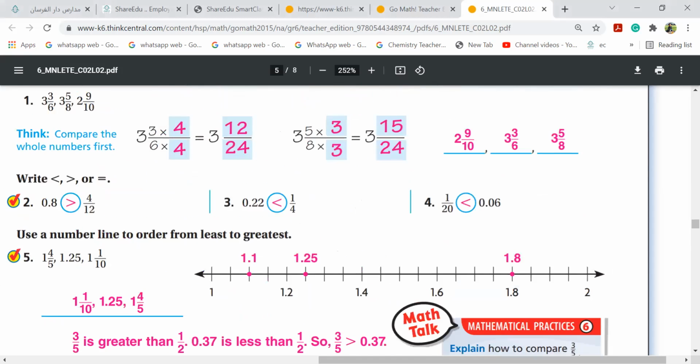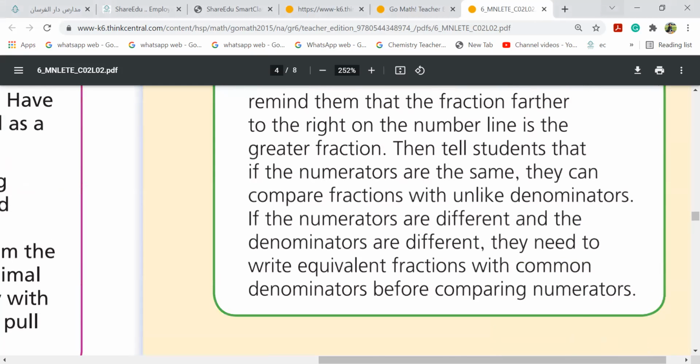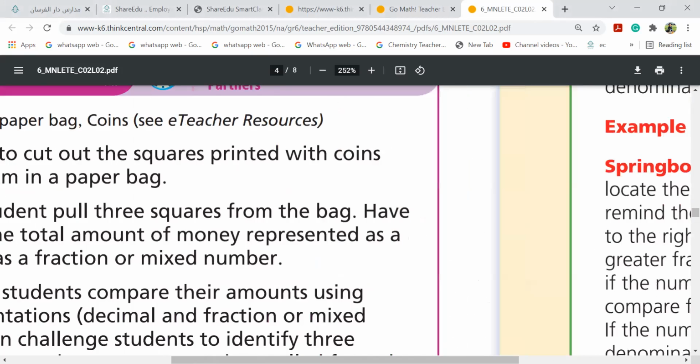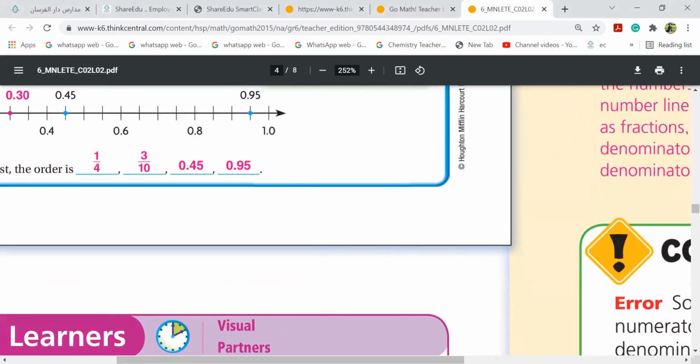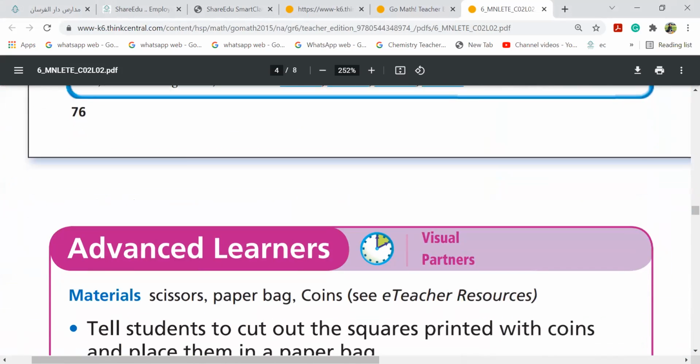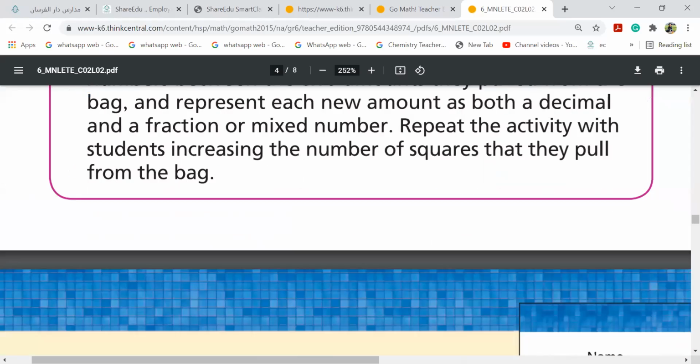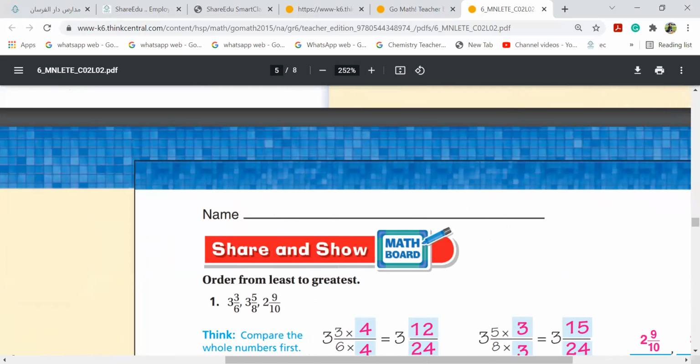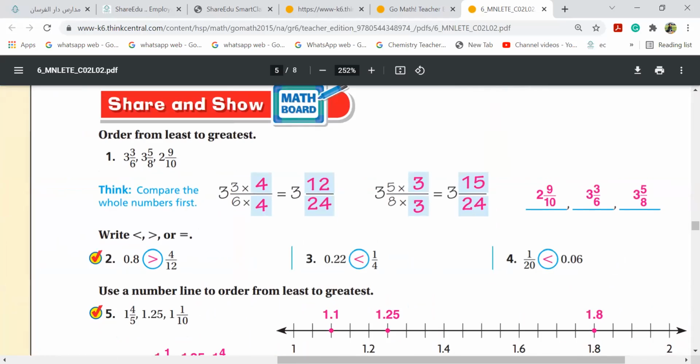Now going to the next lesson, that is simplify fractions. Do you want me to do more questions on this lesson? Girls, do you want me to do more questions on this lesson, or shall I go to simplify? No. More questions. Simplify.